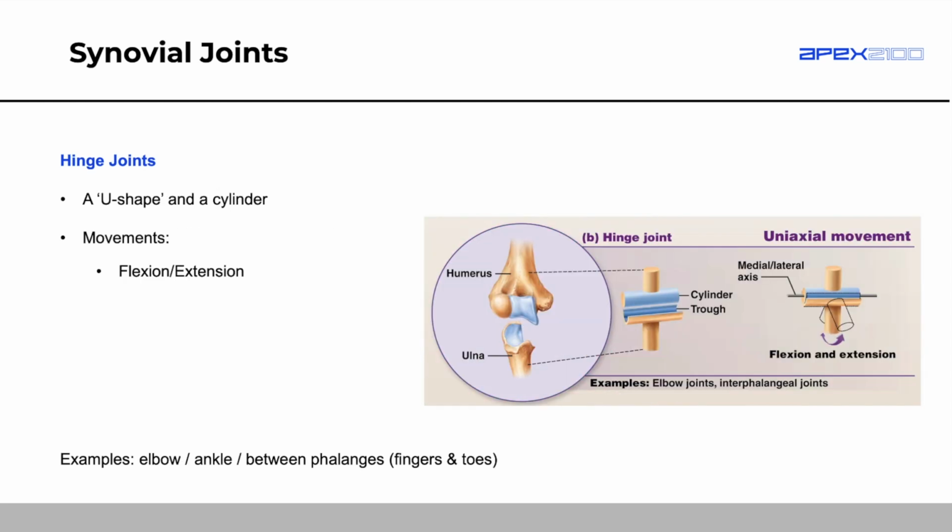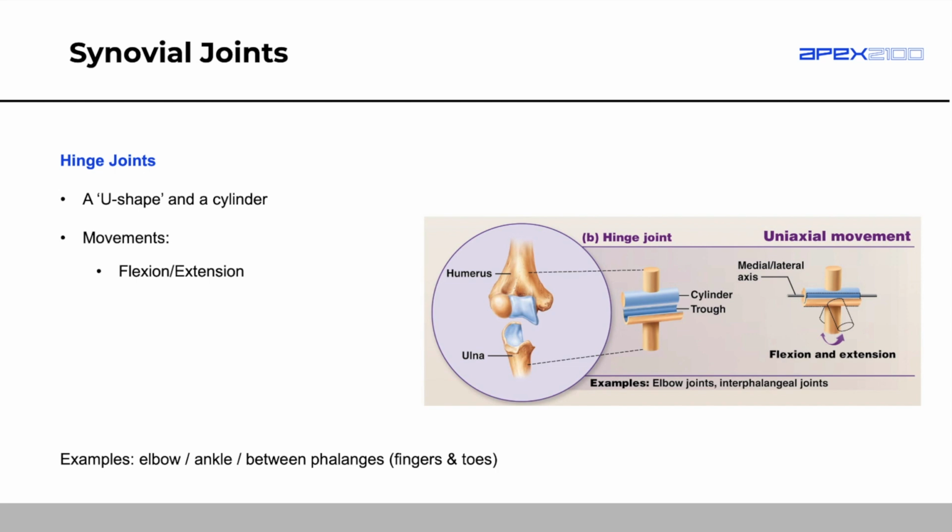A hinge joint is a U and a cylinder shape. It acts exactly like a hinge and allows for flexion and extension. So the examples include our elbow. That's our most common hinge joint. It just flexes and extends like a little hinge.